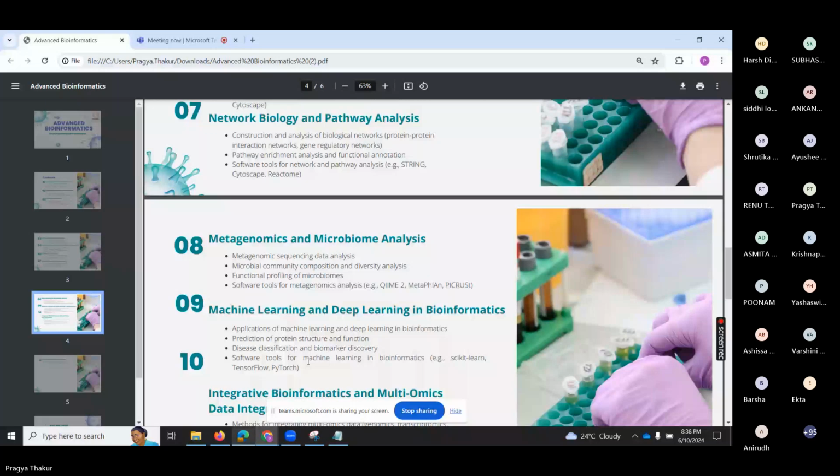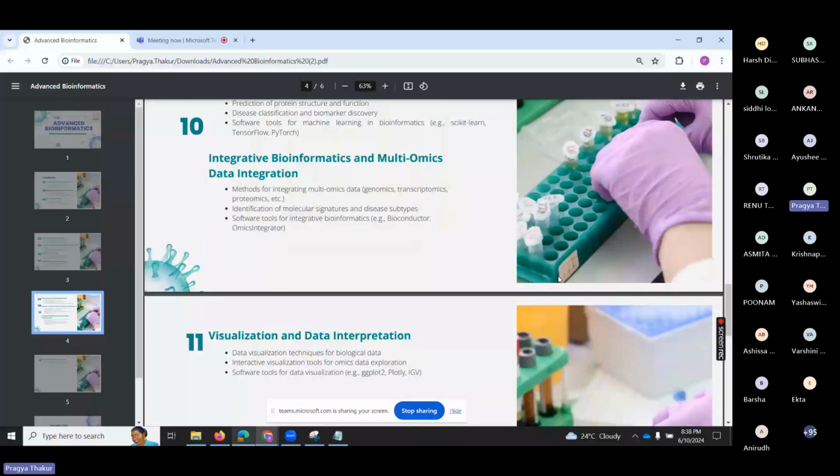Then multiomics. Multiomics is basically the identification of molecular signatures. What are molecular signatures? There are various diseases, and they have some molecular signatures. Genomics, transcriptomics, proteomics: what are these and how do they come under all these omics terms? How are Bioconductor tools utilized to integrate these omics and analyze the whole data? So that we will understand, and we have software tools like Bioconductor and Omics Integrator. We will see an introduction to these software tools.